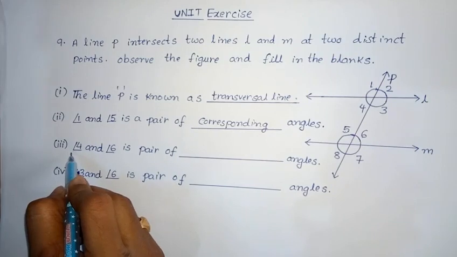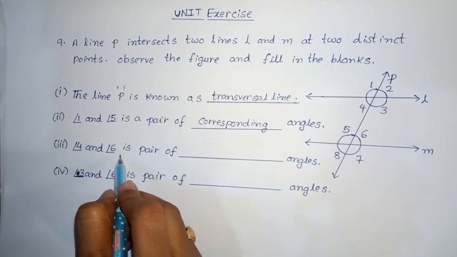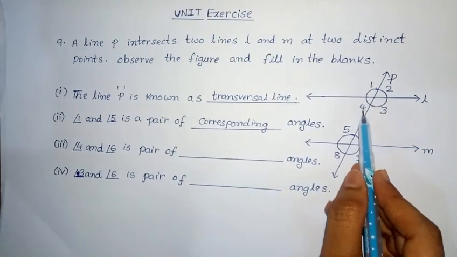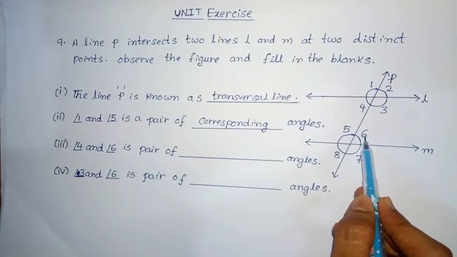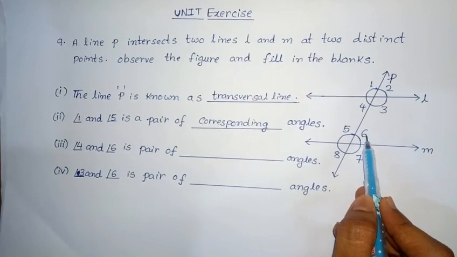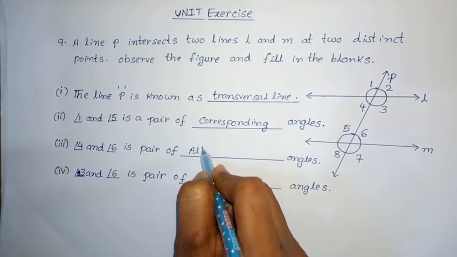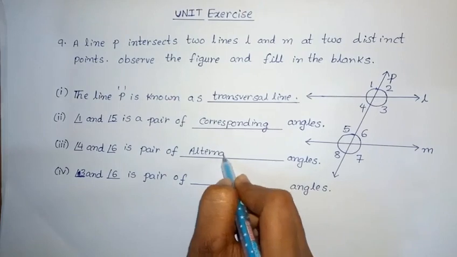Next one, the third one. Angle 4 and angle 6 are a pair of dash angles. This is angle 4, this is angle 6. These two are interior angles and also on opposite sides. So these are called alternate interior angles. The answer is alternate interior angles.